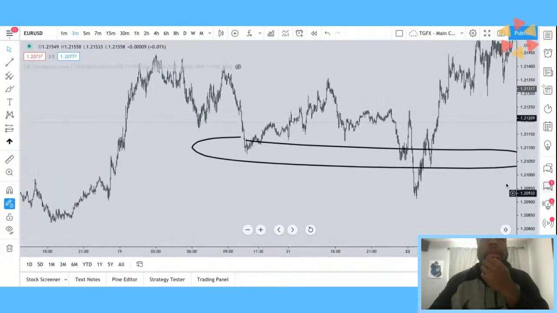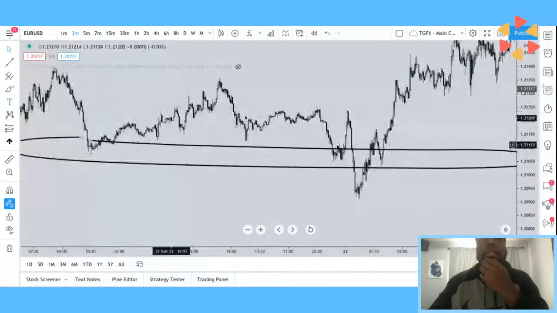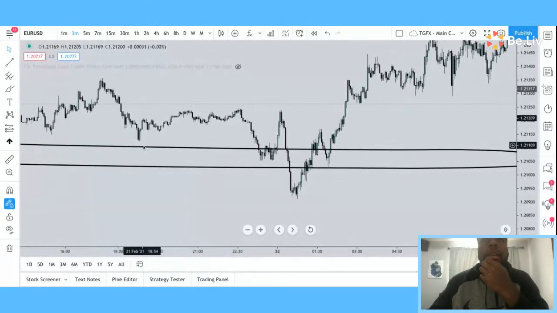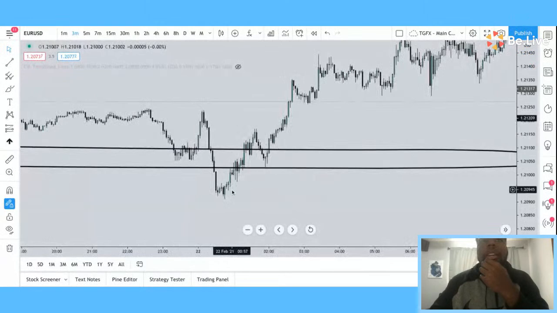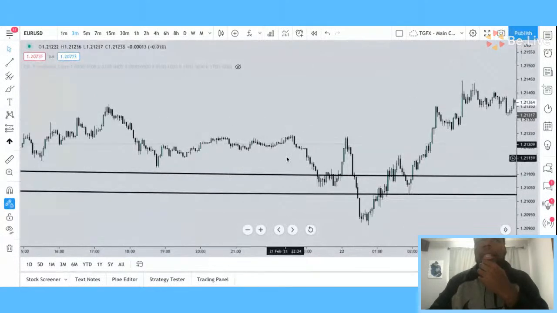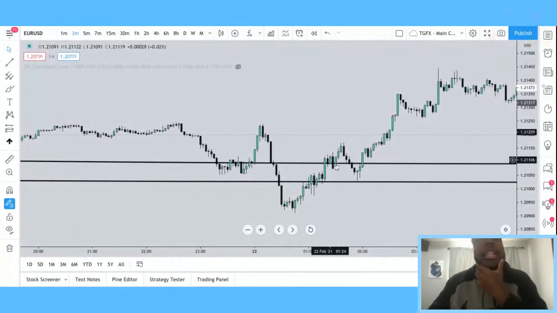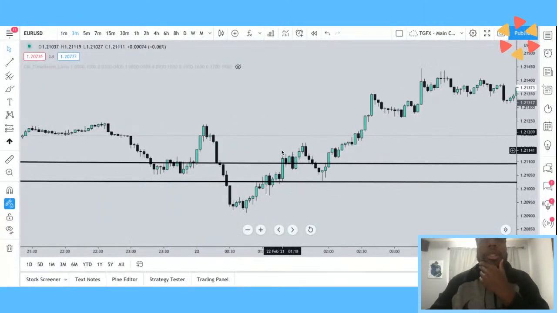Here we are on the 3-minute. So this is the highlighted level. So basically, treat this as a zone, this box, and what we're looking for is for price to tap our level and then give us a reason to buy it. So we're looking for overall transition. Now, like I said, I mostly want to see a trend line break.